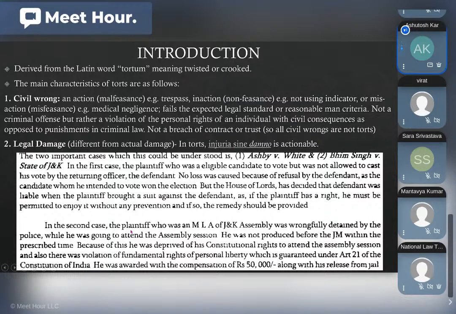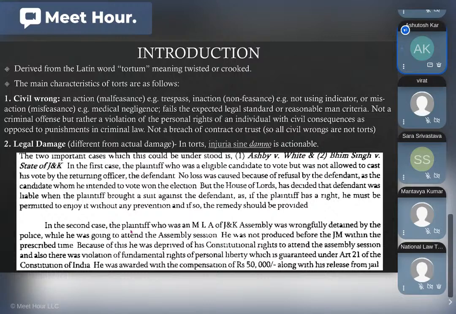So here two rights were violated. Firstly, he had the constitutional right as an MLA to attend the assembly session. Secondly, because he was not presented before the magistrate within the prescribed time, as should anyone else be, there was also a violation of fundamental right of personal liberty.